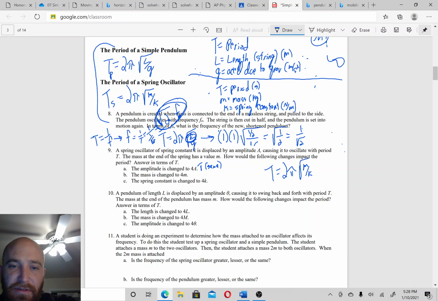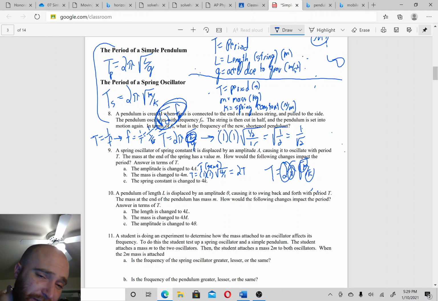The mass is changed to 4m. Okay, so mass is part of the equation, so I'm going to do my factor replacement here. T equals 2 times pi times the square root of 4 over 1. I got that by just doing: m stays the same, 4 times as big, k stays the same. And you end up with 1 times 1 times the square root of 4, which is 2. 2T, 2 times as big.